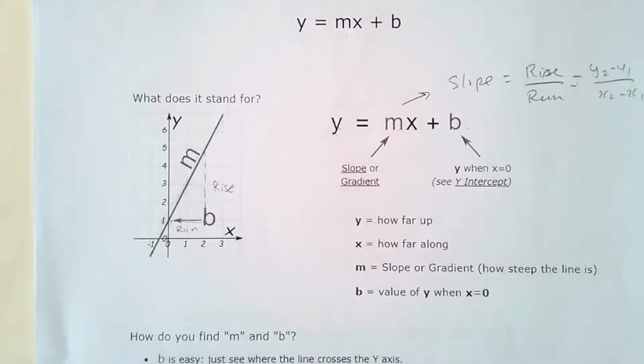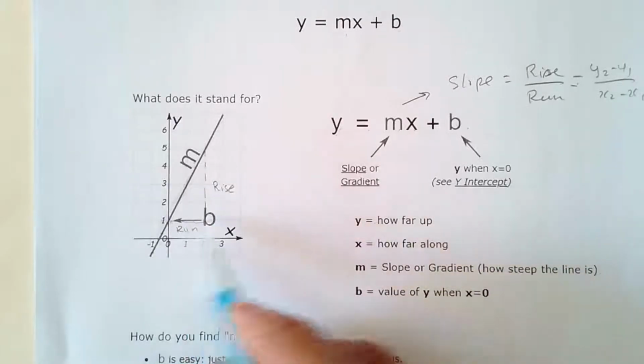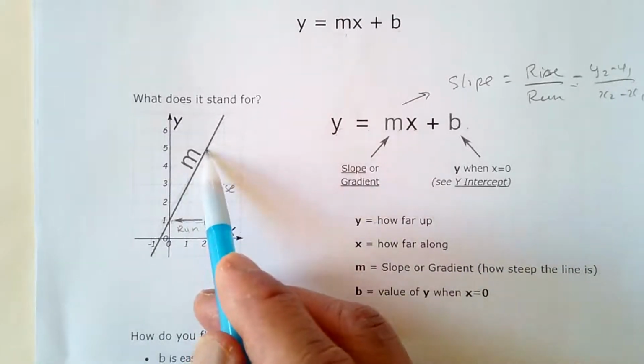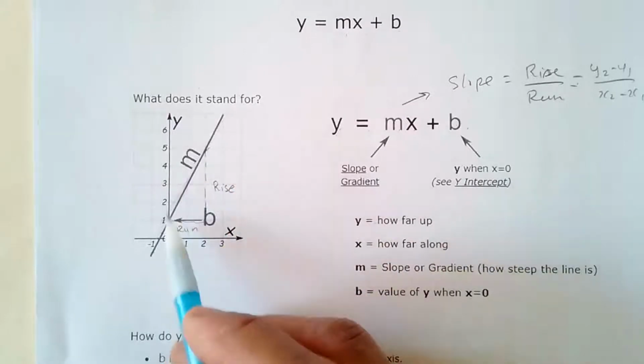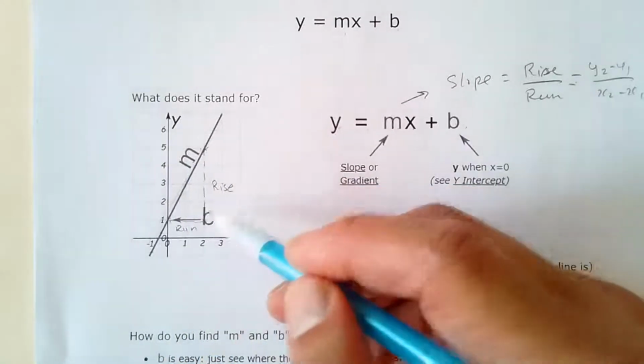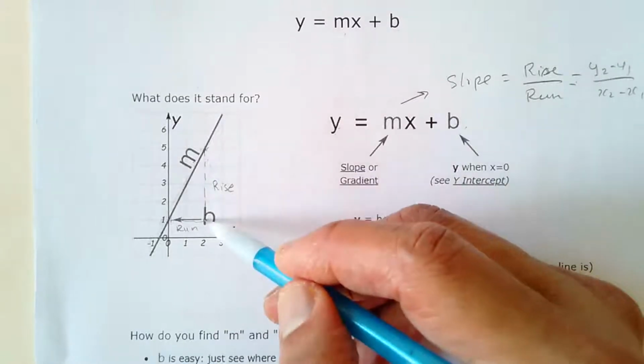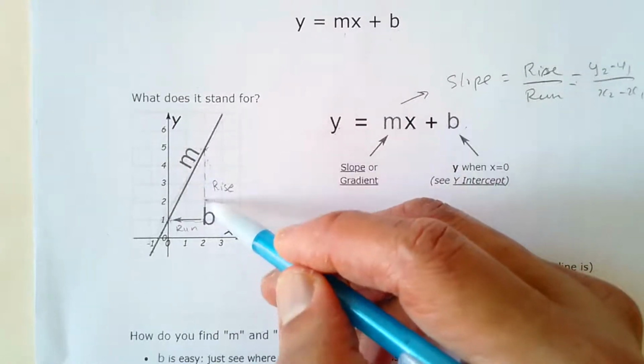Now, we can derive the slope, especially if it's on these, we pick 2 points on the line, then we construct a right triangle, and we look at the rise on the vertical line here, how much it goes up from here.